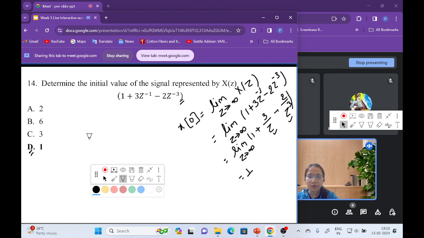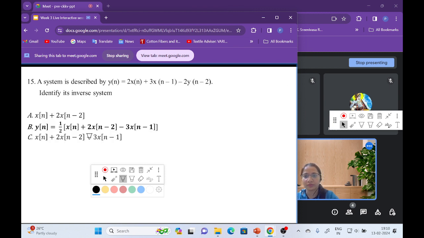Okay, so now let's move to the next question. A system is described by y of n is equal to 2x of n plus 3x of n minus 1 minus 2y of n minus 2. Identify its inverse system.